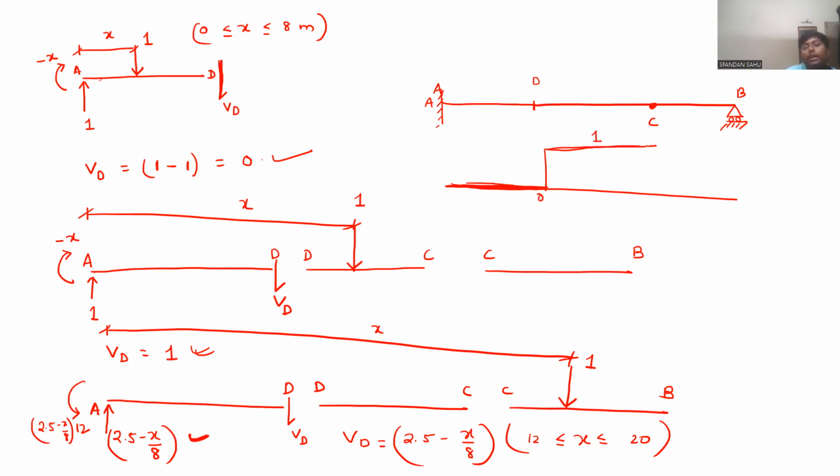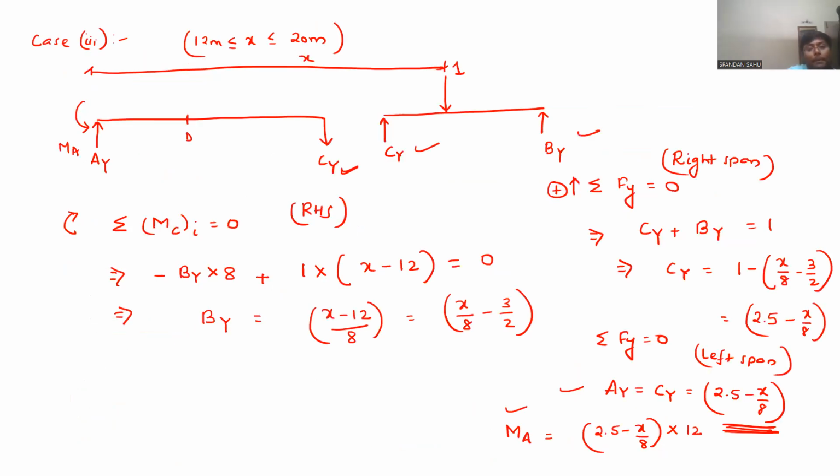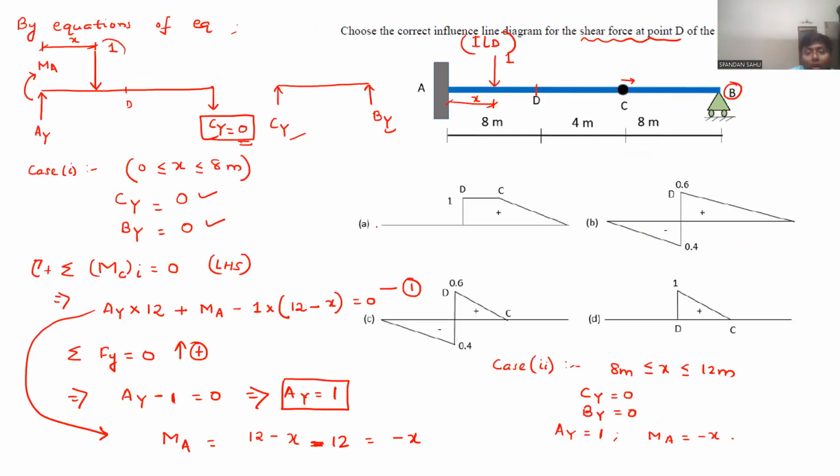So completely it is a rectangle till point C. Now, when you put x equal to 20, it will be 0. And the power of x is 1, so there is linear variation between C and B. And this is positive, and this is the ILD for shear force at D. Got it, right? So option A.